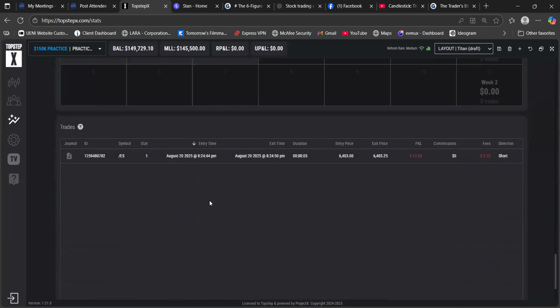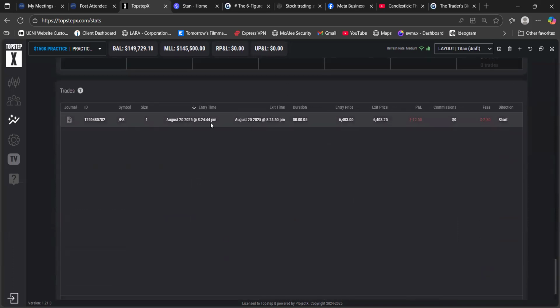Okay. Down here is going to be a breakdown of every individual trade, the time you got in, which symbol you traded, how many you traded, your exit time, how long the trade took, which this one was a 5-second trade. Like I say, just to show the in and out of it. Your entry price and your exit price.